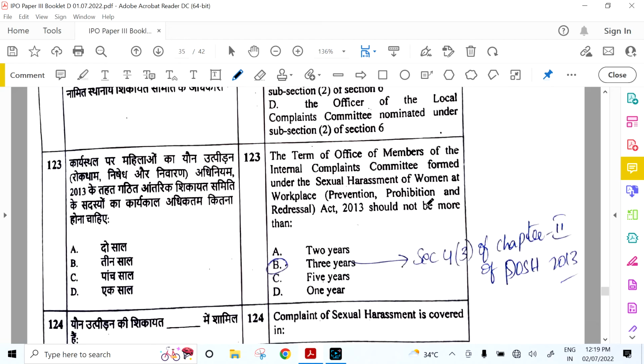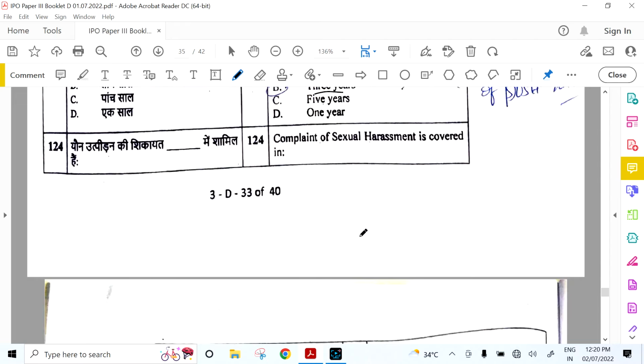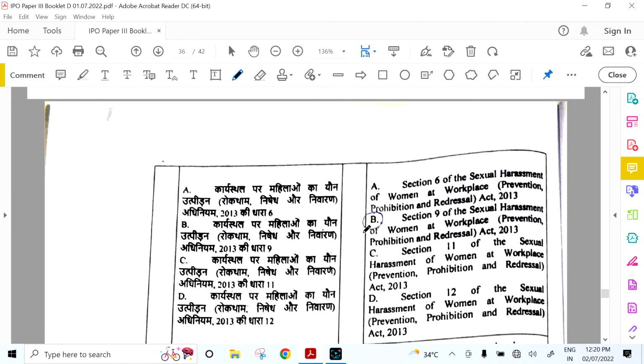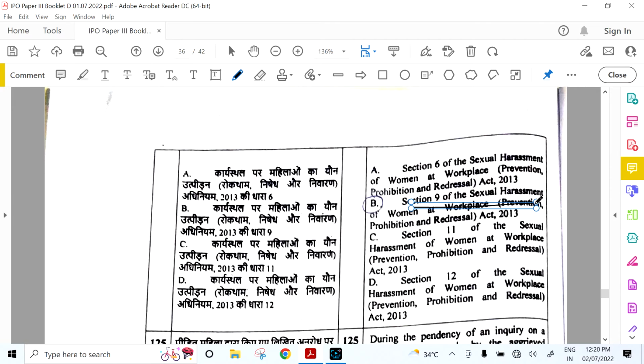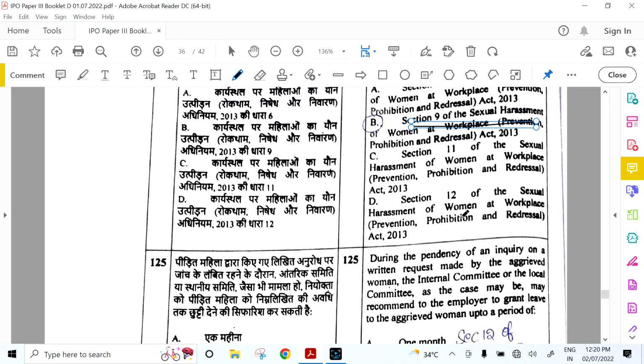The term of office of members of the Internal Complaints Committee formed under the Sexual Harassment of Women at Workplace Act 2013 should not be more than 3 years. It is under section 4(3) of chapter 2. The complaint of sexual harassment is covered in section 9 of the Sexual Harassment of Women at Workplace Act 2013.